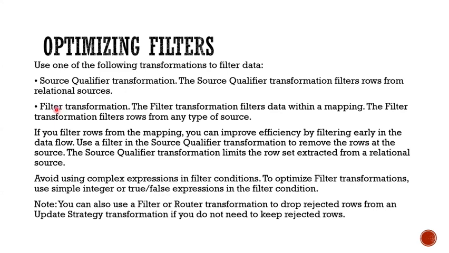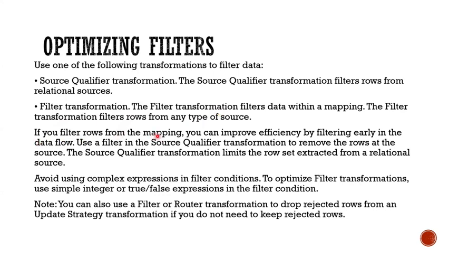Either someone writes a where condition in SQL, or instead of writing the where condition, you can write it in the filter area. The filter transformation and other transformations can also be used to filter data. The filter transformation filters data within a mapping. The filter transformation filters rows from any type of source, right? The source qualifier is only for relational sources, that's what is mentioned here. But the filter transformation performs a different activity. Informatica developed the filter transformation so that we can filter any kind of source, right?